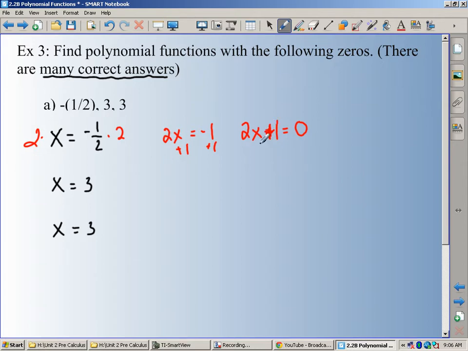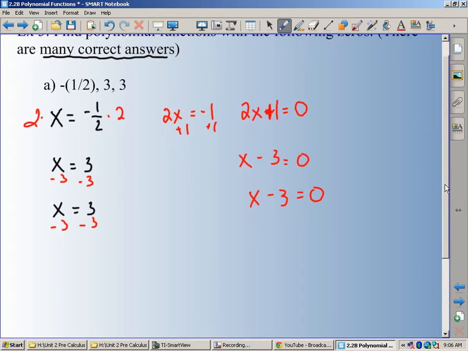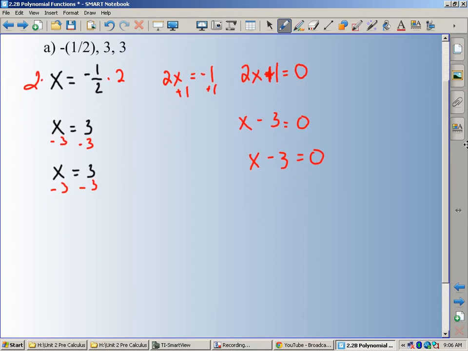If I subtract 3 across the equal sign on both of these, you'll see that I get x minus 3 equals 0 for both of them. And so by doing this, this gives me the zeros of the function, and basically the factors that I'm going to use to multiply this together. So for my function, f of x is going to equal 2x plus 1 times x minus 3, and since I've got 2 of them, I'm just going to write it as squared.